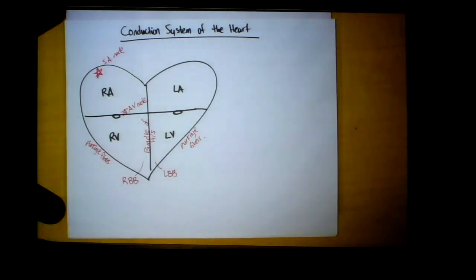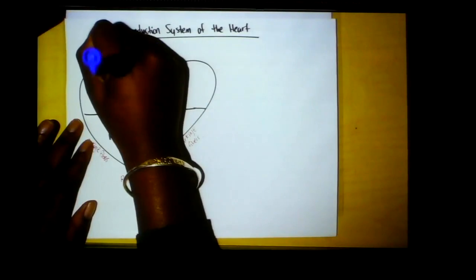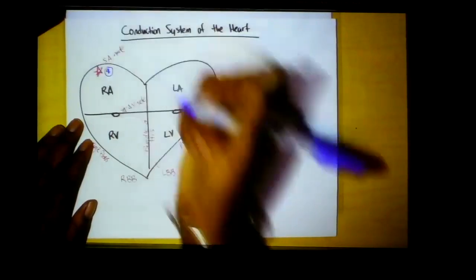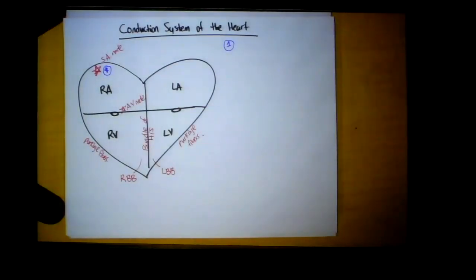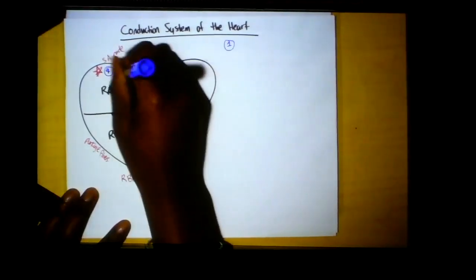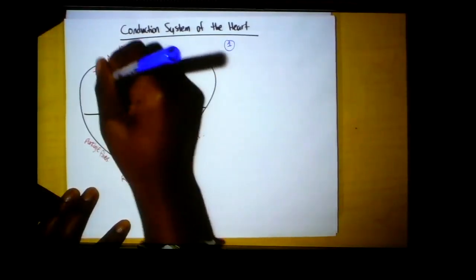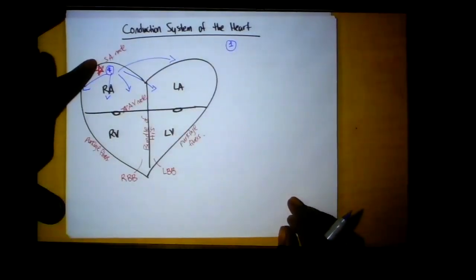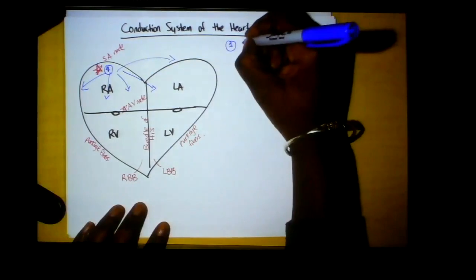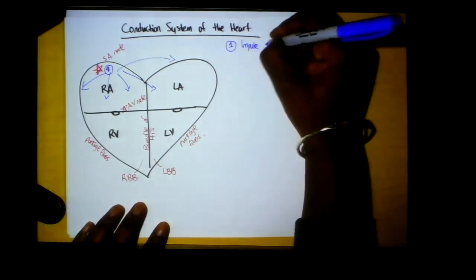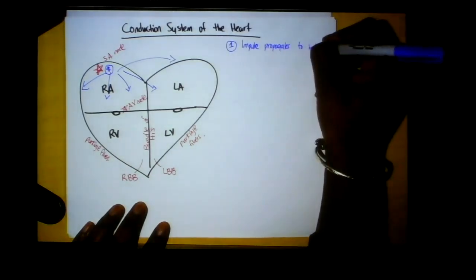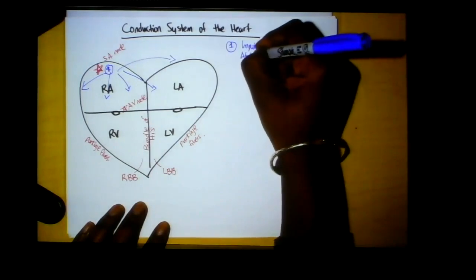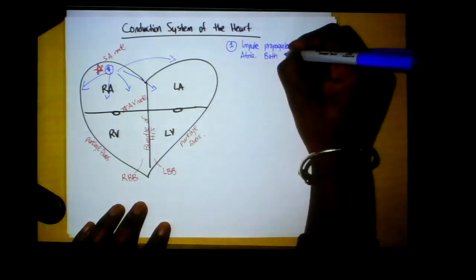Okay. So let's look at what's happening as the impulse moves through here. The first thing is that the impulse is going to start at the SA node, and then it's going to rapidly move throughout both atria. It starts at the SA node, which is on the right, and then the impulse propagates to both atria. And then both atria will contract.